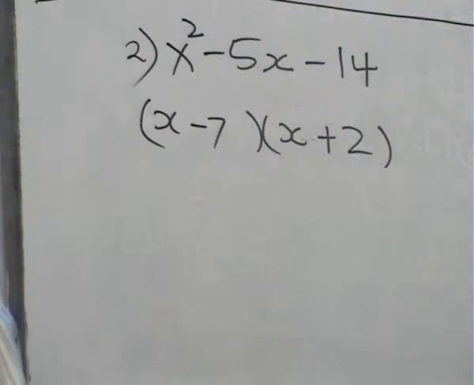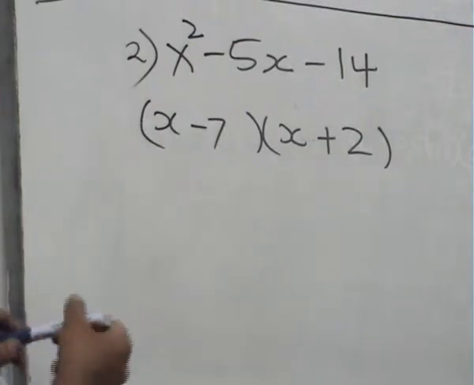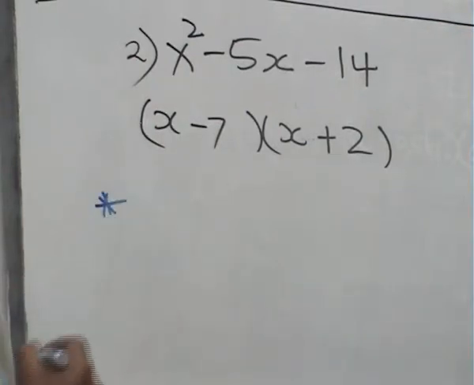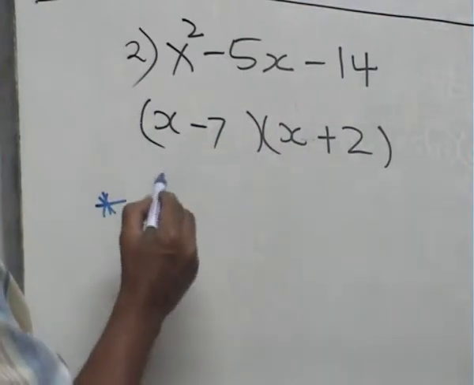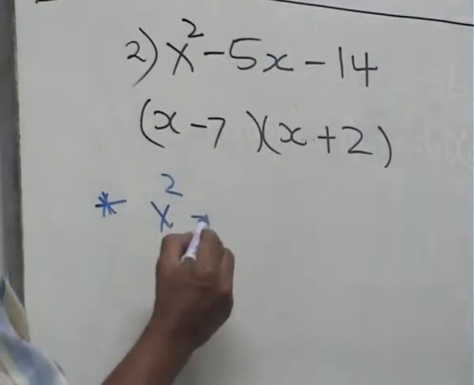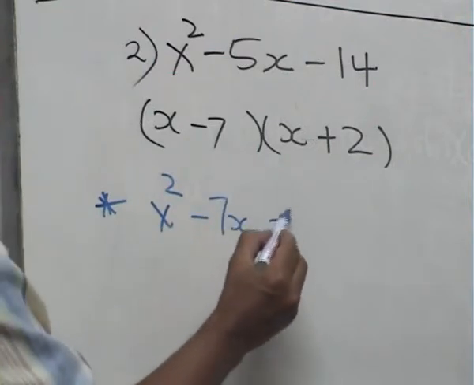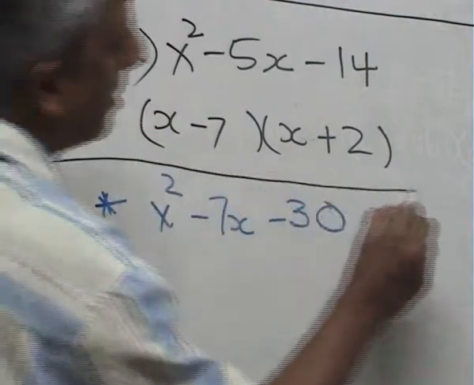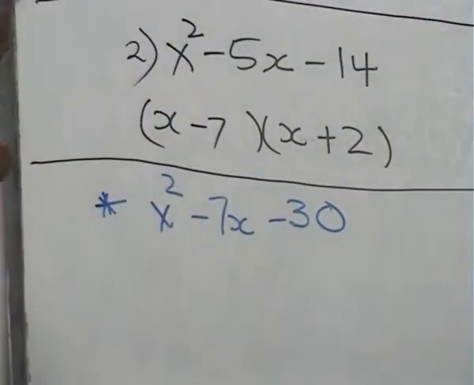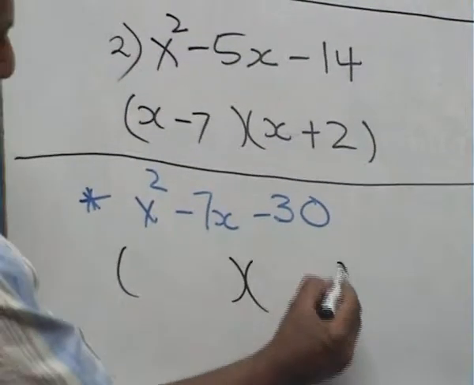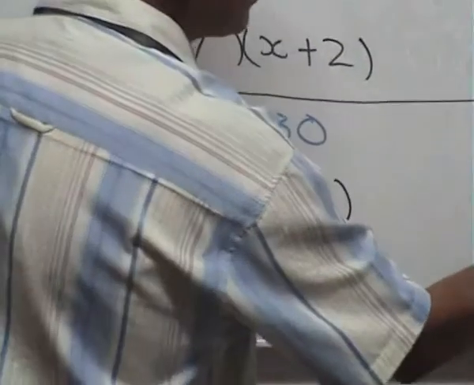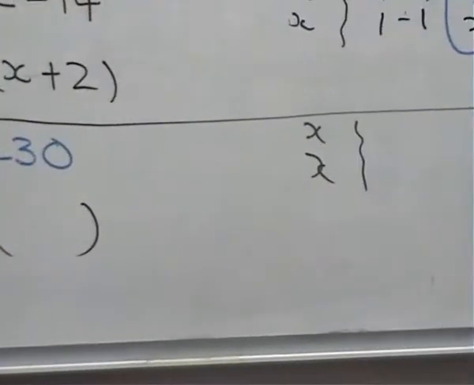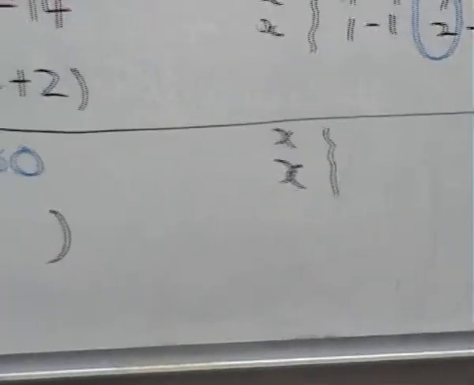Now I'm going to ask you to try some examples. What I'll do is just one extra, a bonus example. Let's do another bonus example. Suppose I had x squared minus 7x minus 30. So if I had that question, there will be two brackets. Then I'll ask myself, well, x times x gives me x squared.